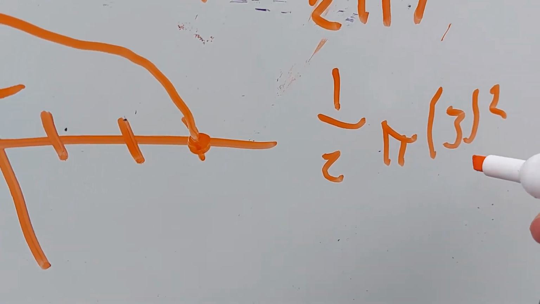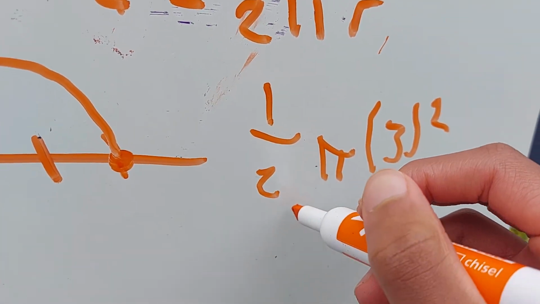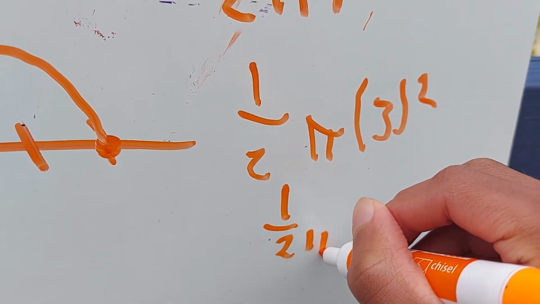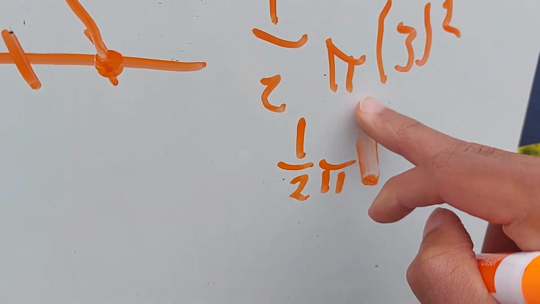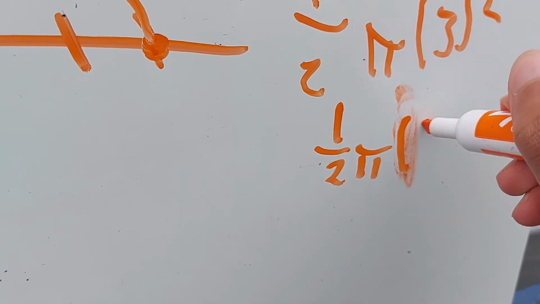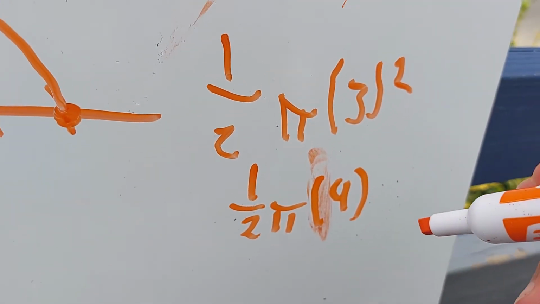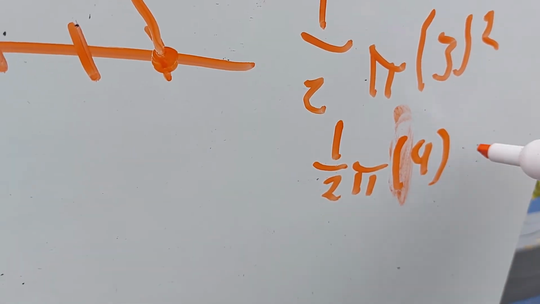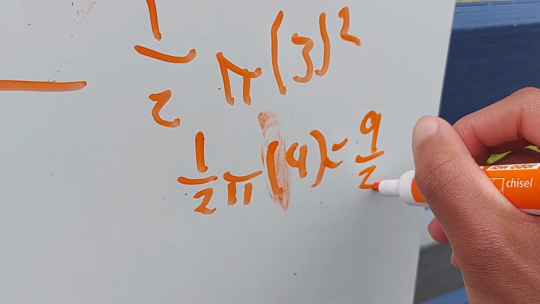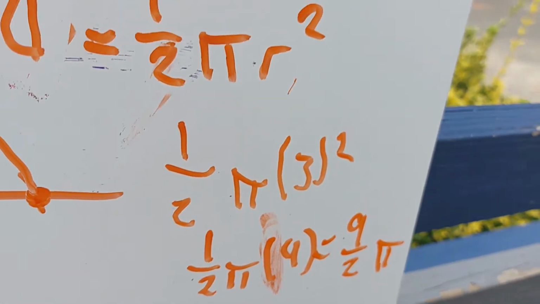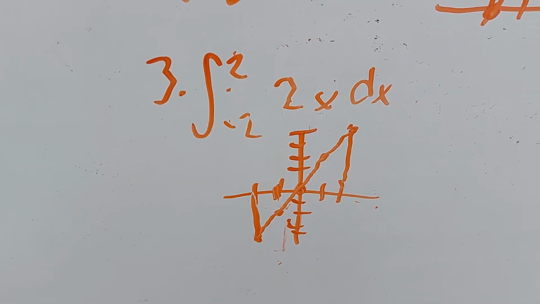And this becomes 1/2 pi times 9, so this will just become equal to 9/2 pi, and that's your answer for your net area.